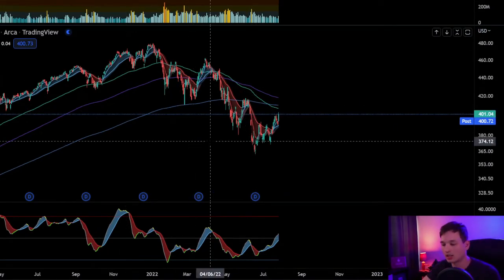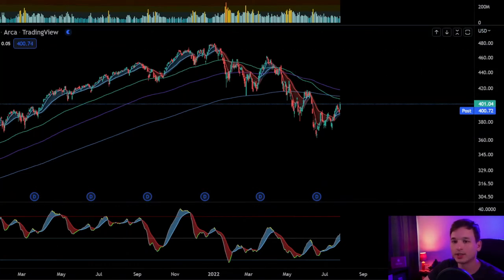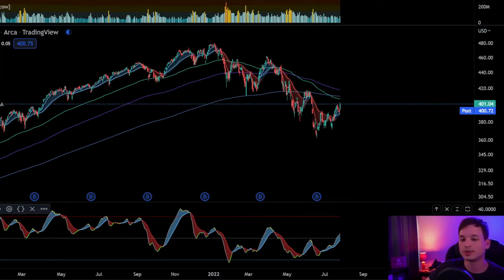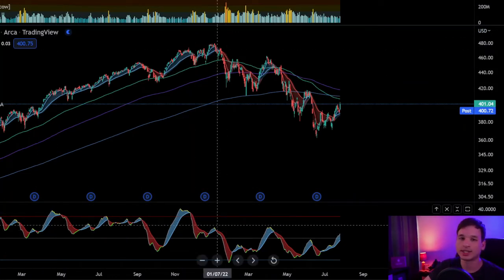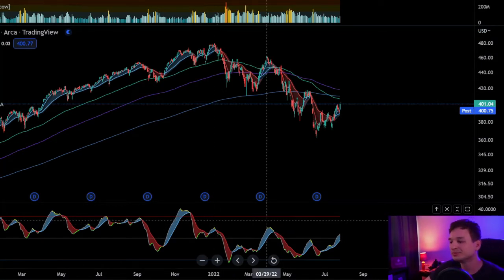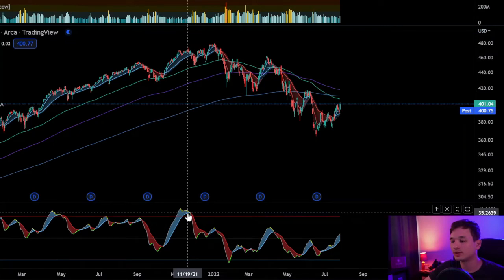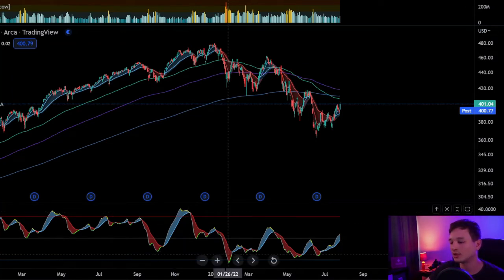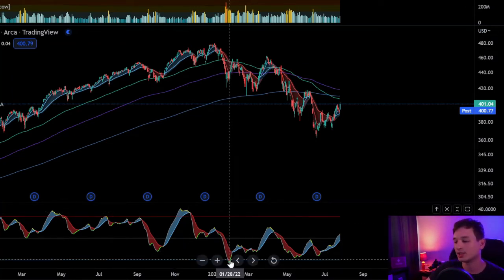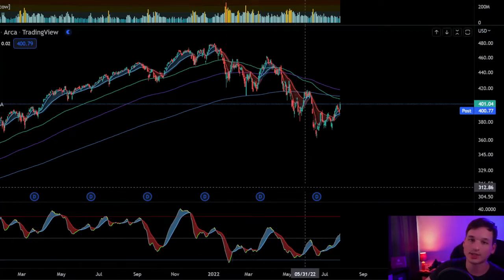Next thing I have right here is the Bjorgum TSI. It essentially acts as an RSI. When it's above this red line or near to the red line, it's considered to be overbought, and when it's below, it's considered to be oversold, and you're possibly seeing a reversal.